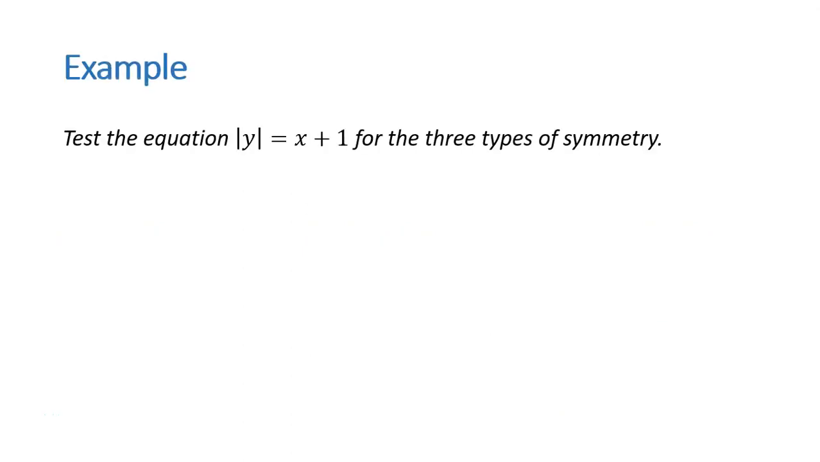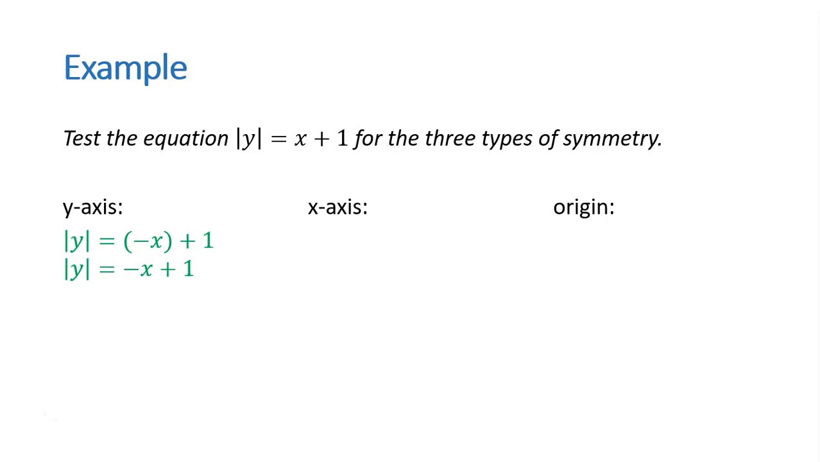Let's try another one. So our next equation is the absolute value of y is equal to x plus 1, and we want to test for our three types of symmetry. So for y-axis symmetry, we plug in a negative x in place of our x. The parentheses don't make a difference here, so we can drop those off. Now our goal is to get rid of the negative in front of the x. We could divide it out, we could move the x over. In either case, we're going to end up with an equation that doesn't match the original one. We can't get rid of this negative. There's nothing we can do without fundamentally changing the equation, so we do not have y-axis symmetry.